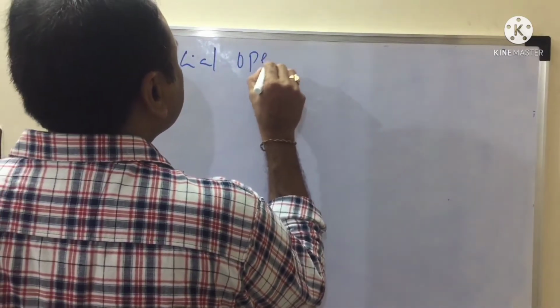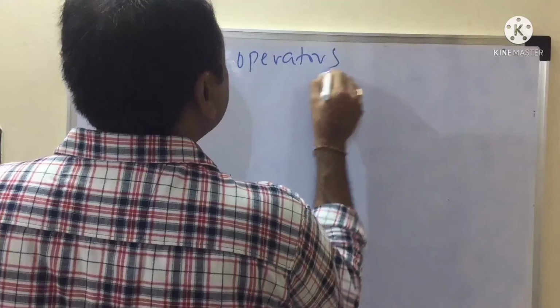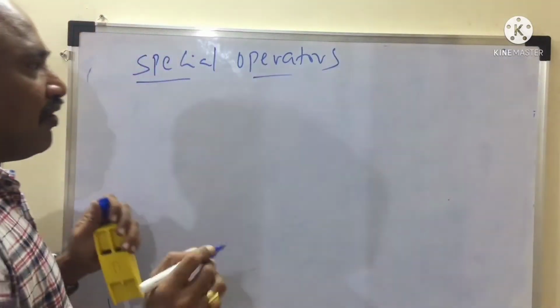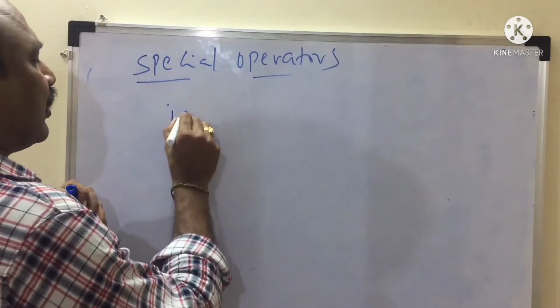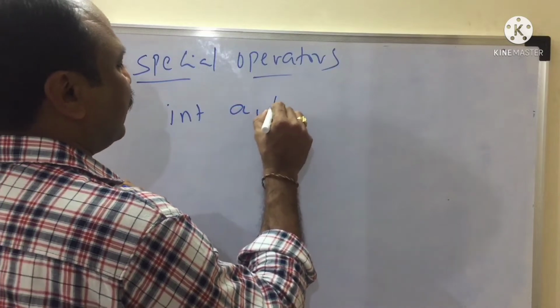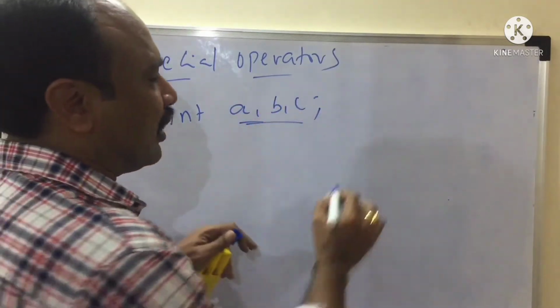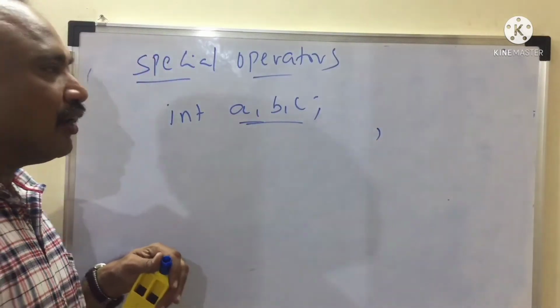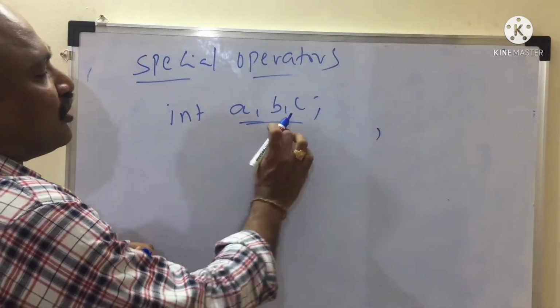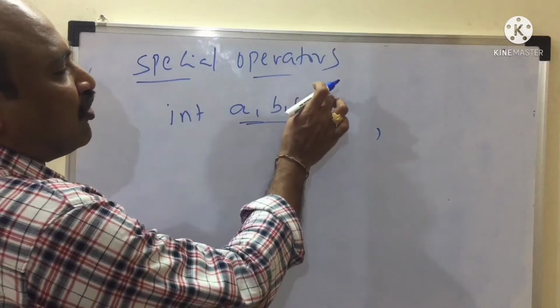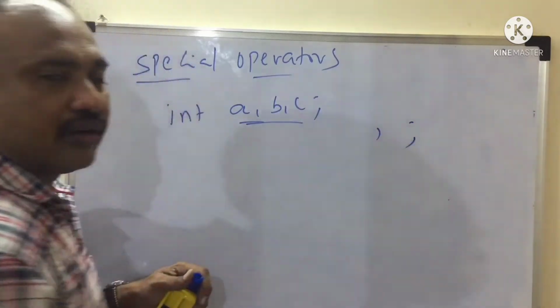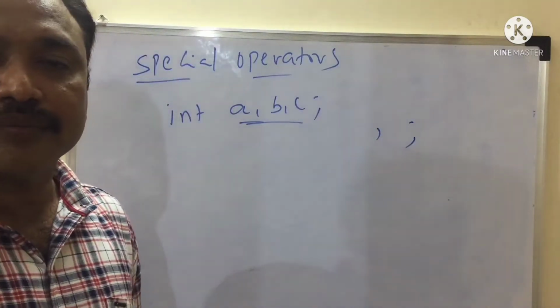Special operators. While declaring multiple values, for example, if I want to declare a, b, c as integer, a, comma, b, comma, c. To separate multiple values, we are using comma. Comma is a special operator. When you write C statements, every statement ends with what? Semicolon. Semicolon is a separate operator.